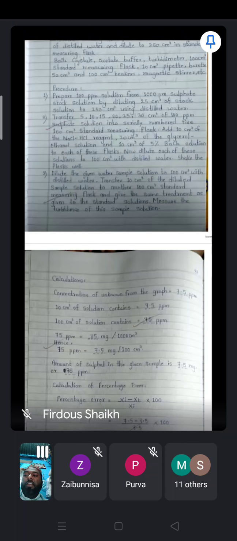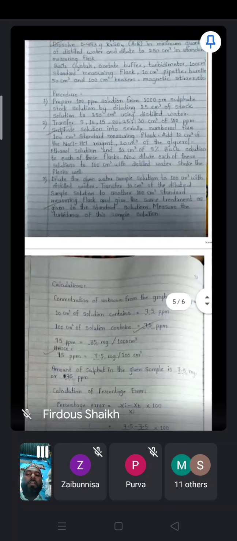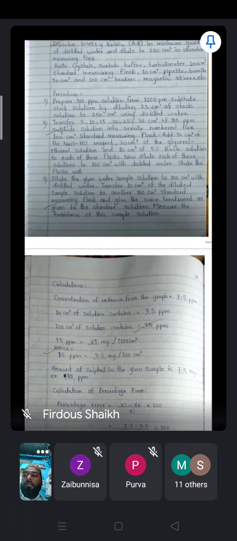Then dilute the given water sample solution to 100 cm cube with distilled water. Transfer 10 cm cube of the diluted sample solution to another 100 cm cube standard measuring flask and give the same treatment as given to the standard solutions. Measure the turbidity of this sample solution.